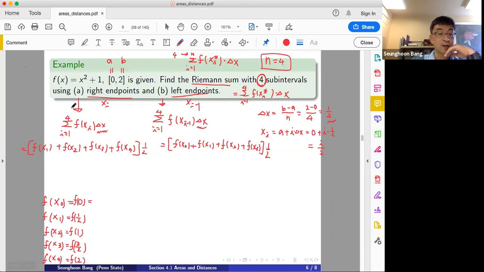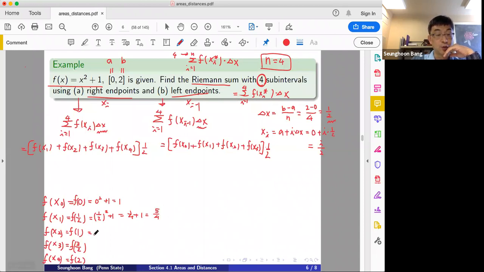What's f of x? f of x is given. You plug 0 into x here. So we have 0 squared plus 1, which is just 1. You plug 1 over 2 into here. 1 over 2 squared plus 1 is 1 over 4 plus 1, so exactly 5 over 4.